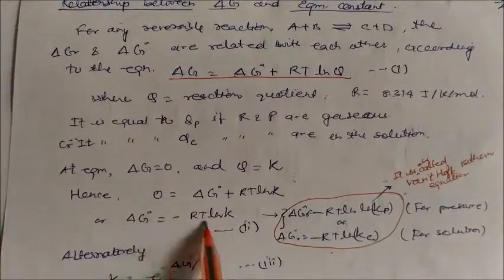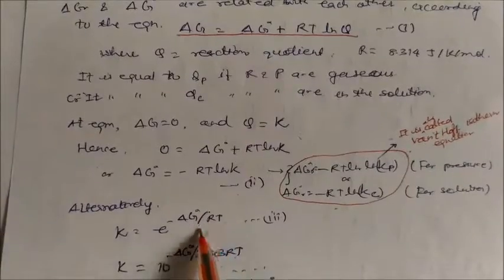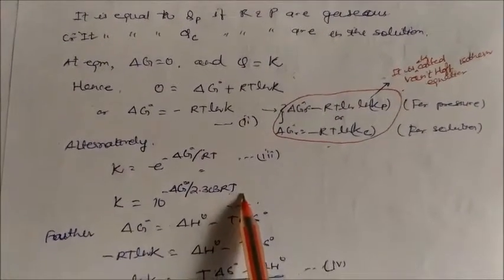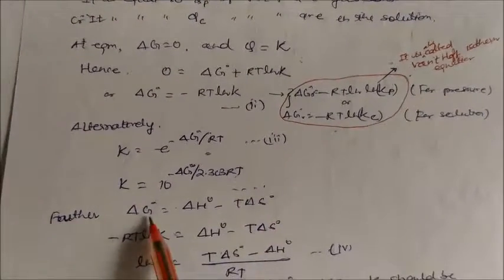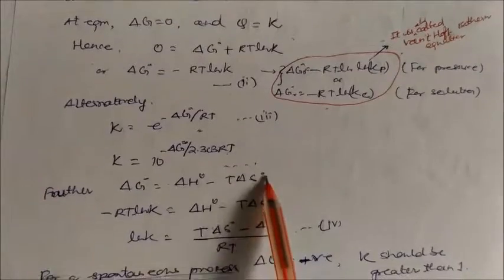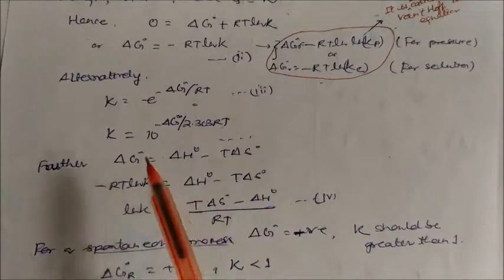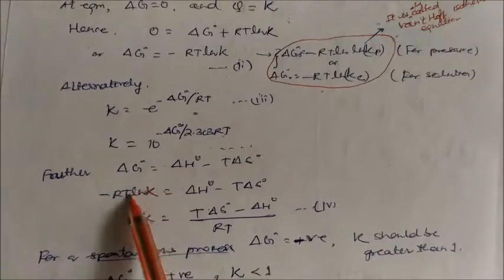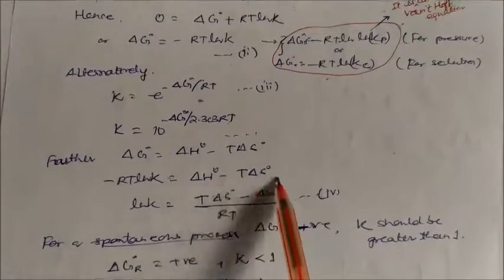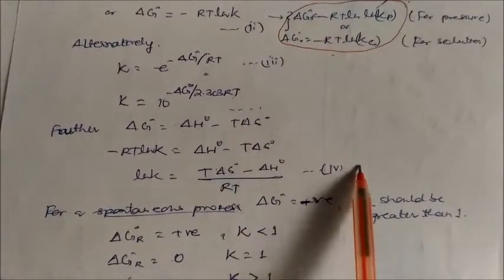Alternatively, we can write K is equal to e to the power minus delta G naught by RT, or K equal to 10 to the power minus delta G naught by 2.303 RT. Further, we know that delta G standard is equal to delta H standard minus T delta S standard. This we already derived from the second law of thermodynamics. So natural log K will be equal to this value. This is equation number 4.